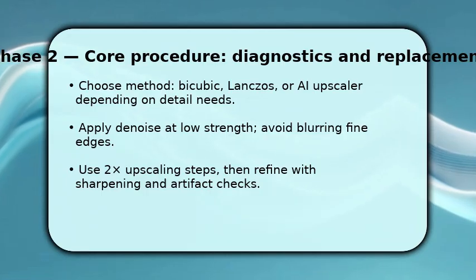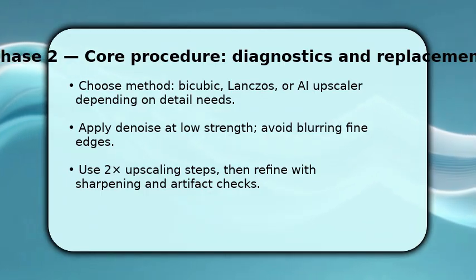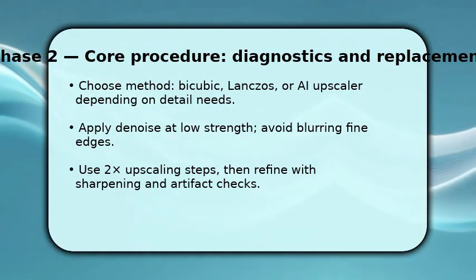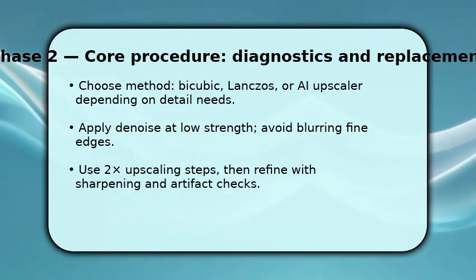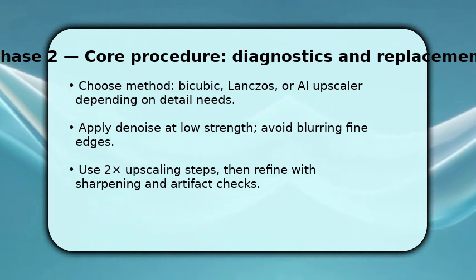Apply gentle denoising before heavy enlargement because noise scales up. After each step, use targeted sharpening to restore edge crispness without amplifying grain. Make sure to check shadows, highlights, and skin tones as you go.